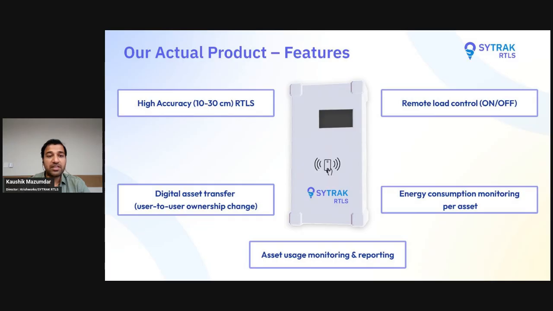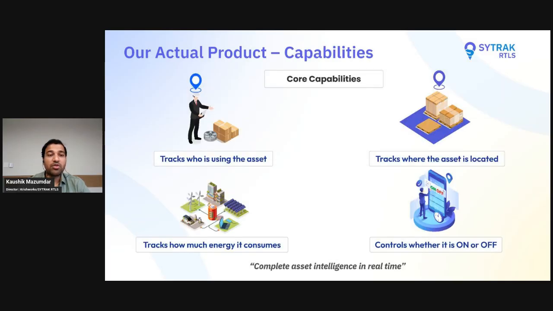The features of the A3S node are, like it is said, high accuracy RTLS of 10 to 30 centimeters, remote load control to turn on and off an asset, digital asset transfer, and energy consumption monitoring per asset. The core capabilities will allow anyone to track who is the user of the asset, track where the asset is located, track how much energy it has consumed live or historically, and control its load via remote on or off or smart alarms.